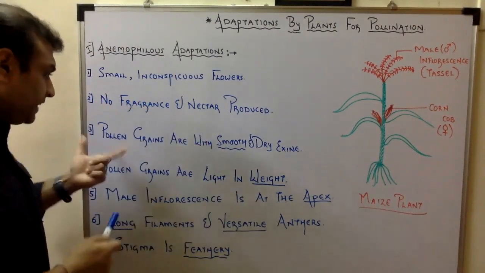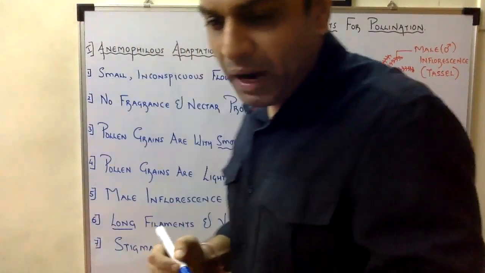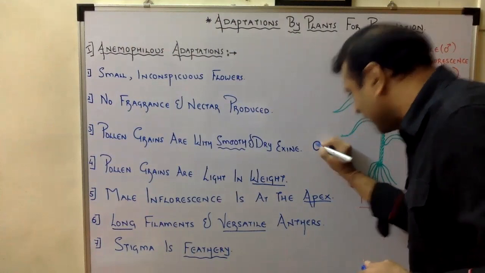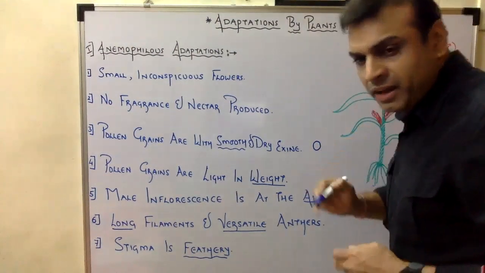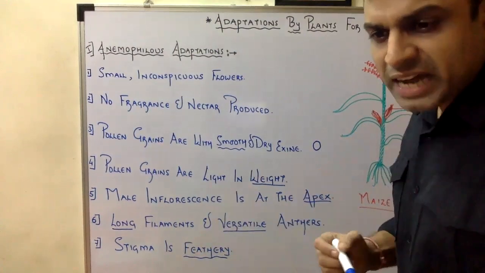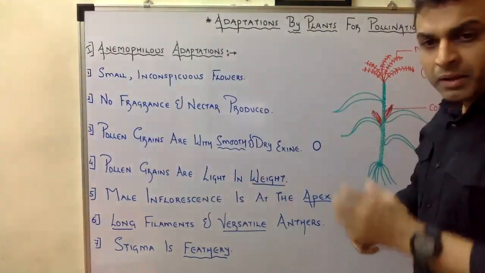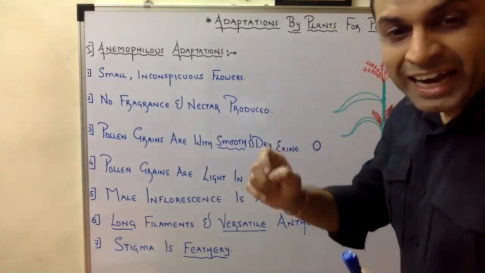ओके, तीसरा, हमने ऐसे देखा है कि जो विंड पॉलिनेटेड प्लांट्स होते हैं उनके पोलन ग्रेन्स का जो एग्जाइम होता है वो स्मूथ होता है और वो ड्राई होता है. Okay? So remember, whenever you see that the pollen grains are having smooth exine, you can come to a conclusion that these plants are wind pollinated, or you can use the word anemophilous.